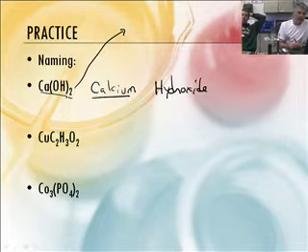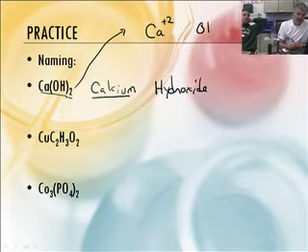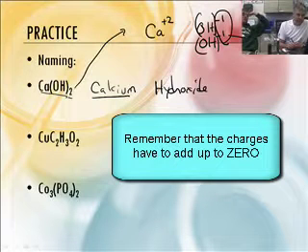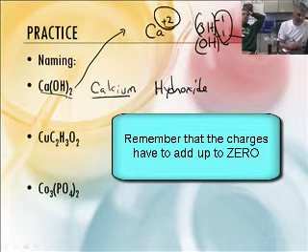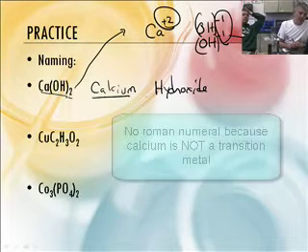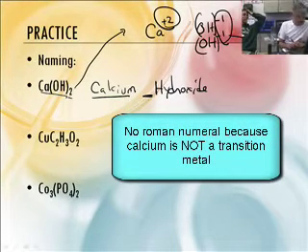Actually, if you want to break that out, calcium, if you look on the periodic table, has a charge of +2, and each hydroxide, if you recall, was -1. Add those up: -1 plus -1 is -2, and +2 adds up to 0. So that's why it's CaOH2. But we don't put a Roman numeral here because calcium is not a transition metal.